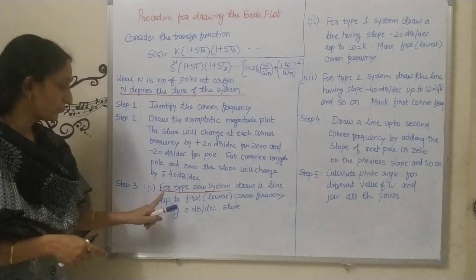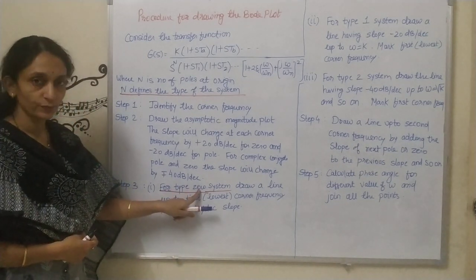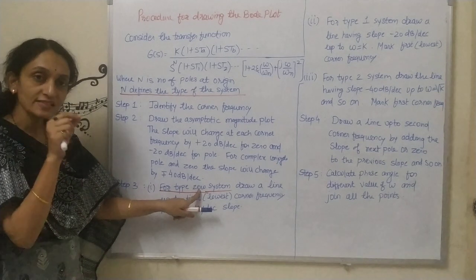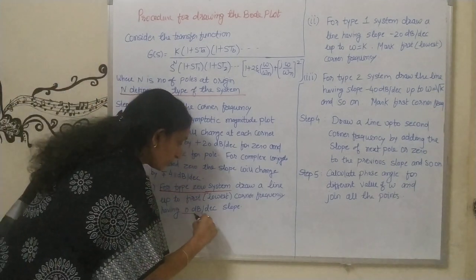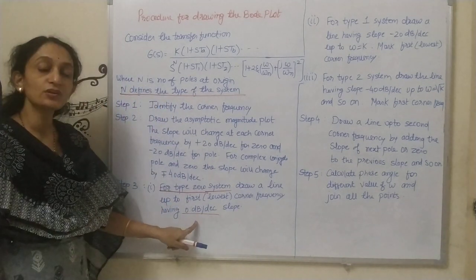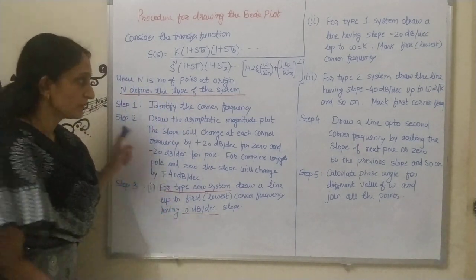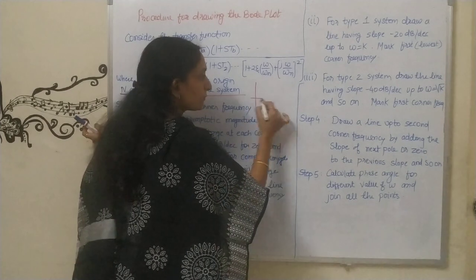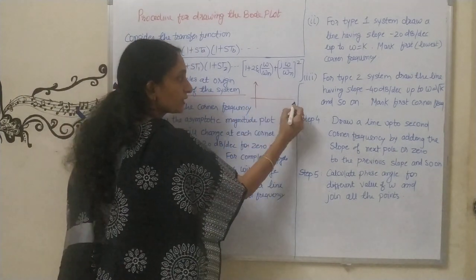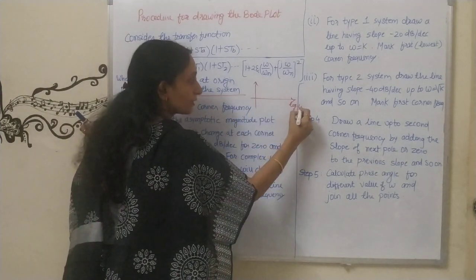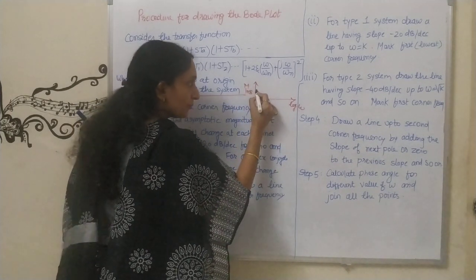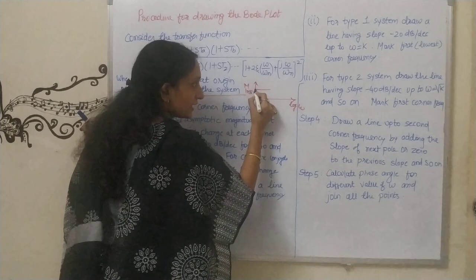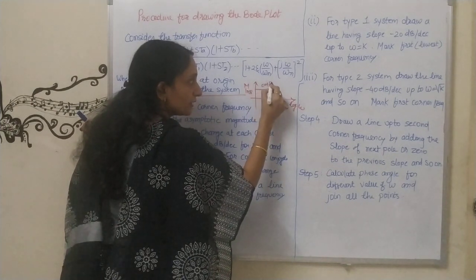Please remember, when type of the system is 0, your first line that you are drawing for magnitude plot, it will be always a line with slope 0 dB per decade. Please remember, I mean to say that suppose such type of magnitude plot is there, this is log omega, and this is M in dB. So my starting point, it will be always the line with 0 dB per decade.